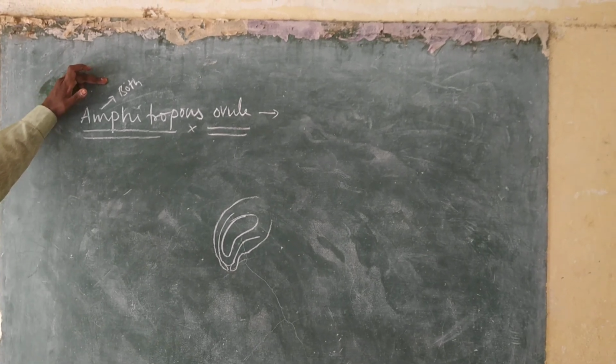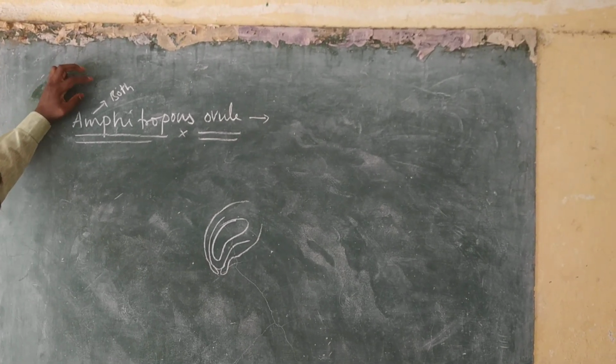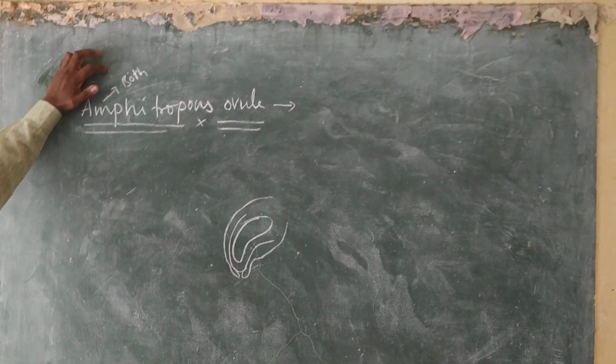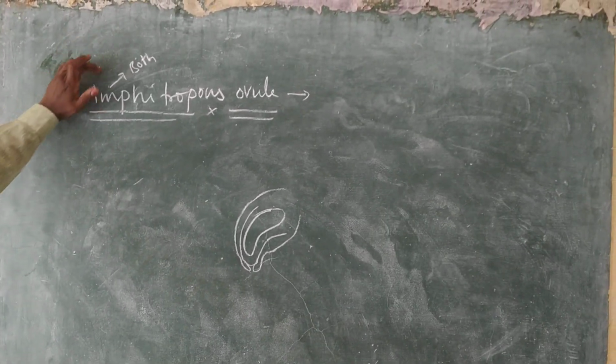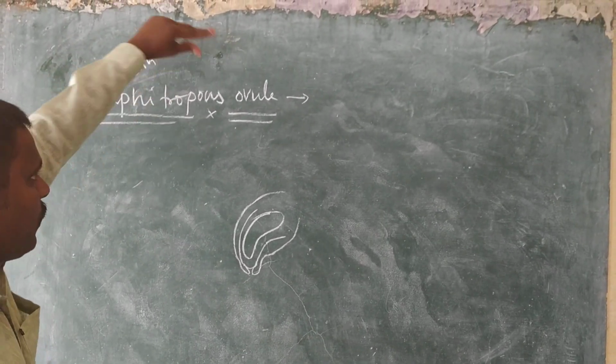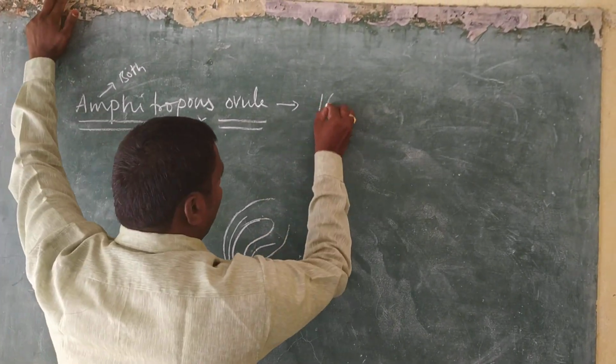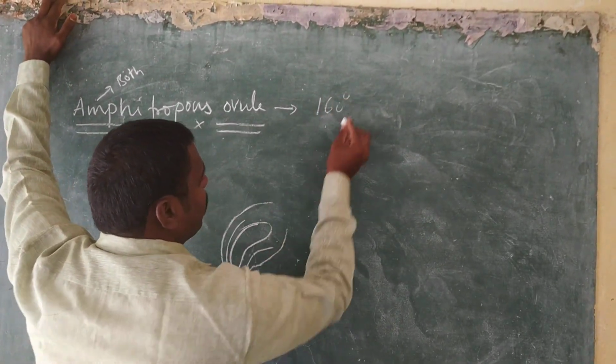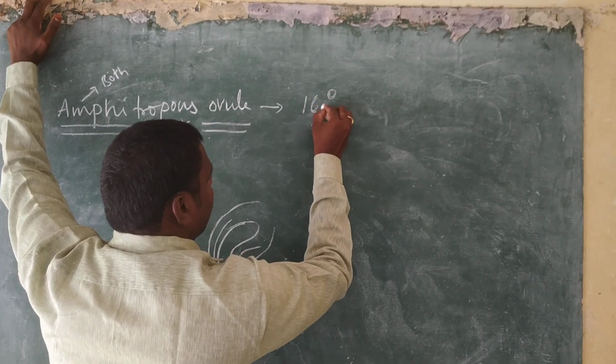Amphi means both. So both the ovular body and the embryo sac show curvature. Hence these types of ovules are called amphitropous ovules. The degree of curvature is 160 degrees.